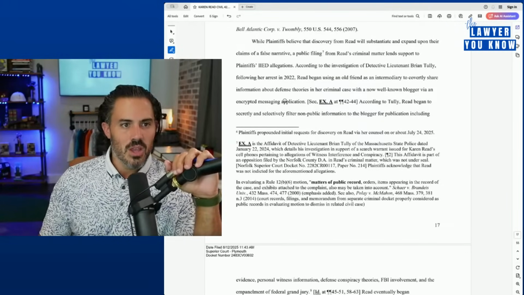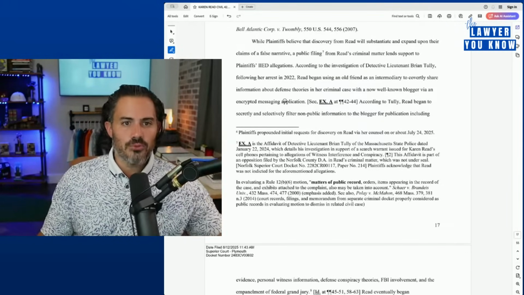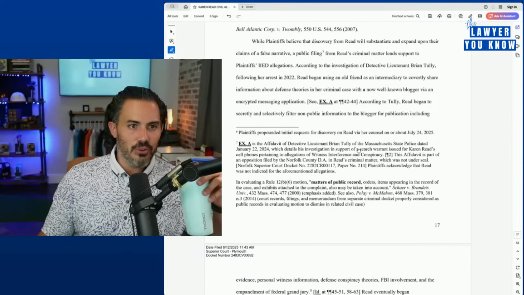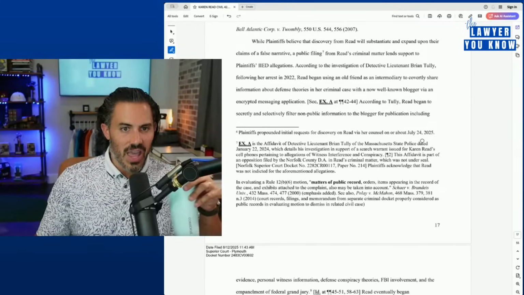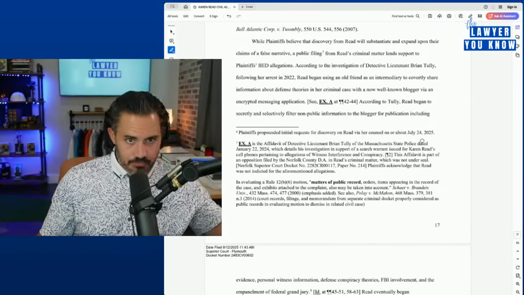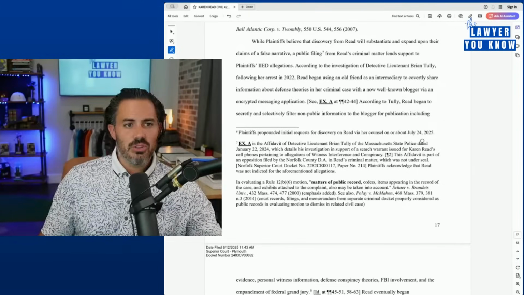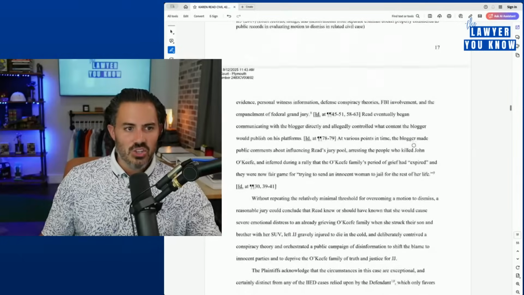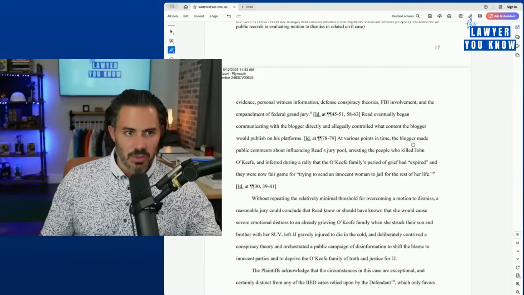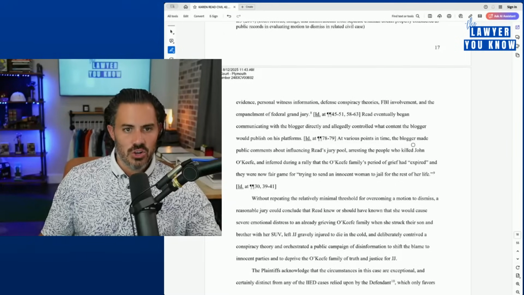Let's keep going. Following her arrest, Reed began using an old friend as an intermediary to covertly share information about defense theories in her criminal case, a well-known blogger, via encrypted messaging applications. According to Tully, Reed began to secretly and selectively filter non-public information to the blogger for publication, including evidence, personal witness information, defense conspiracy theories, FBI involvement, and the impanelment of a federal grand jury. Reed eventually began communicating with the blogger directly and allegedly controlled what content the blogger would publish on his platforms at various points in time.